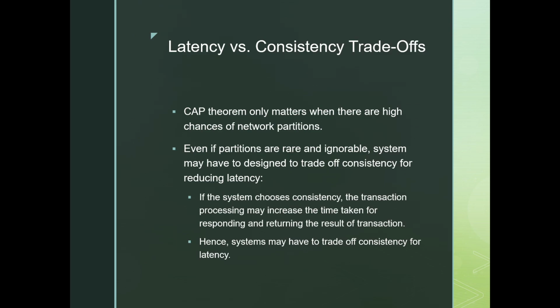If a system chooses consistency, the transaction processing may increase the time taken for responding to the transaction. Hence, the system may have to trade off consistency for latency in this case as well, to reduce the latency, that is the response time for the user. Let's say I click on a product on Amazon, and it takes an hour to load. I won't be buying from Amazon.